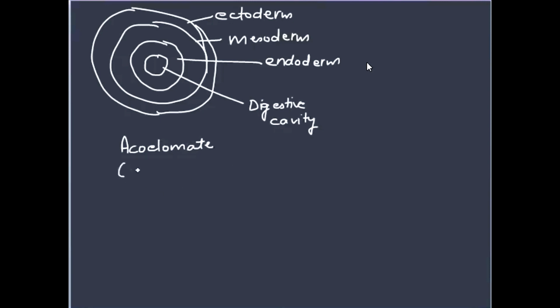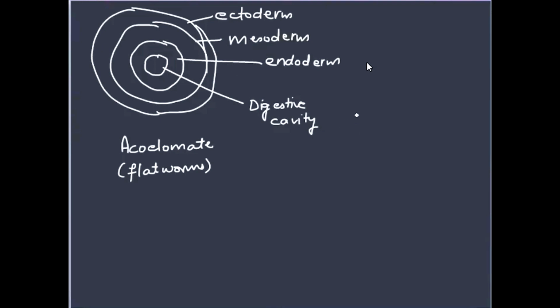For example, you must have read about flatworms. They're acoelomates. Coelom is basically a body cavity, an empty space. Here in flatworms, they do not have a coelom, so there is no empty body cavity. It's just endoderm, mesoderm, ectoderm, one after the other.